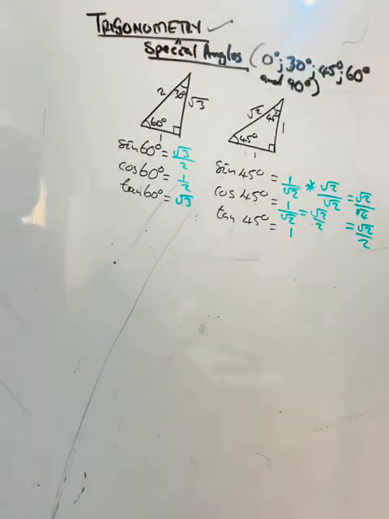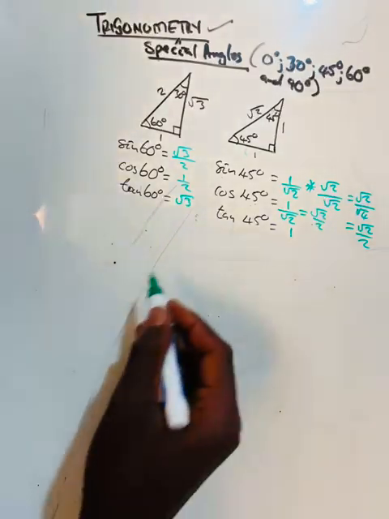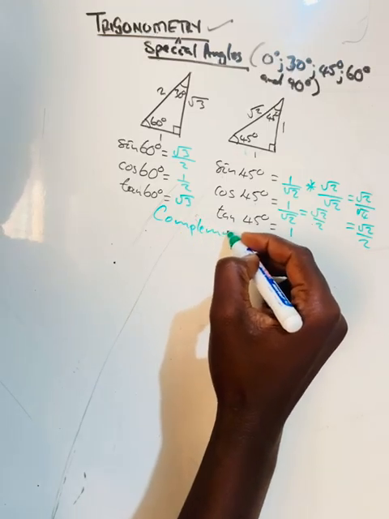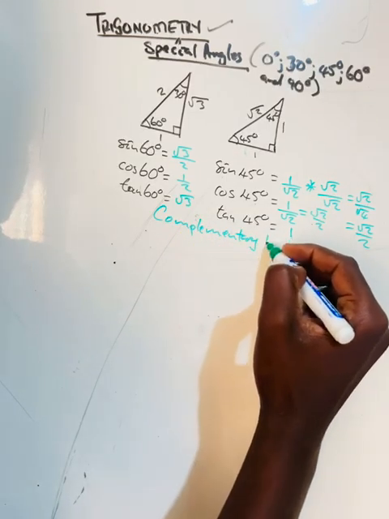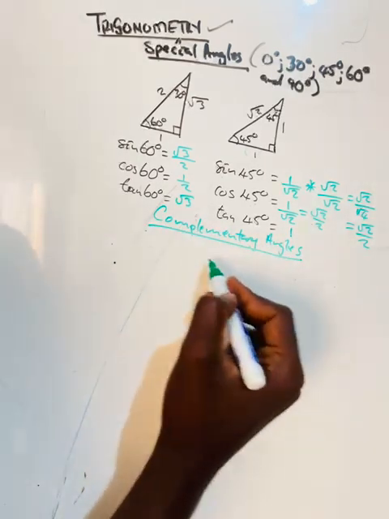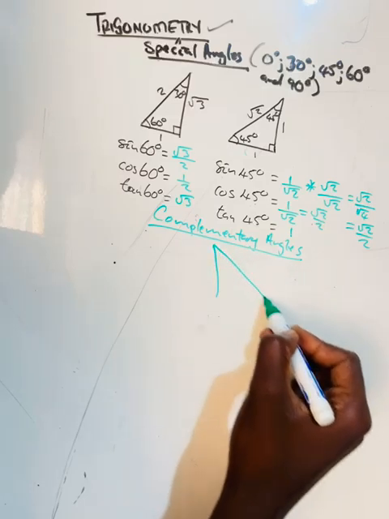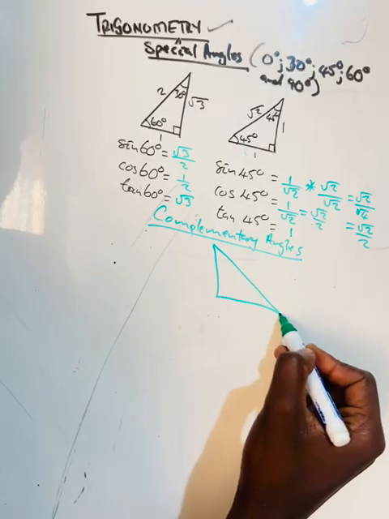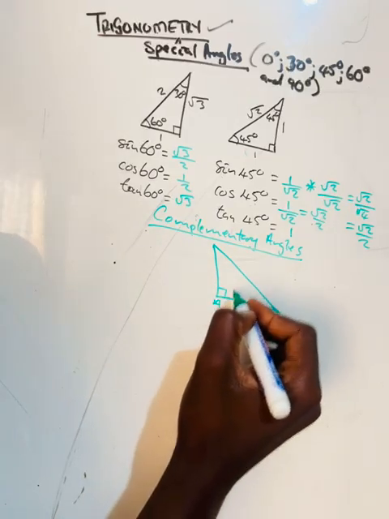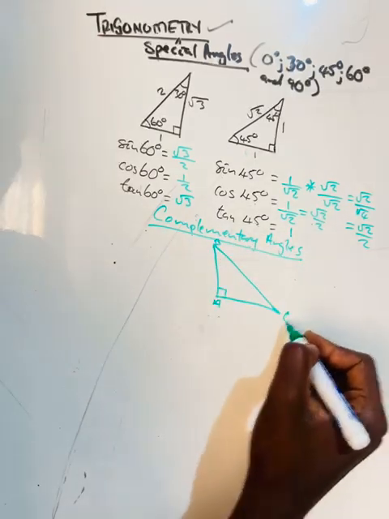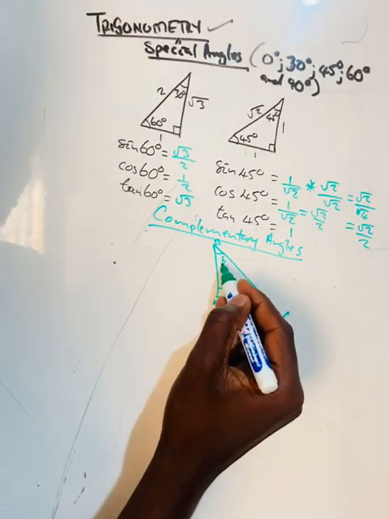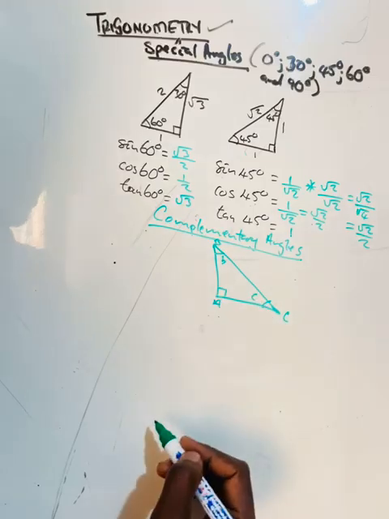But I would like to also remind you of something. Remember, we've got what we call complementary angles. What happens with complementary angles? If I draw a right angle triangle here, I've got 90 degrees here. This is point A, point B, and point C. Now, I know that when I add all these 3 angles, they add up to what? They add up to 180 degrees.